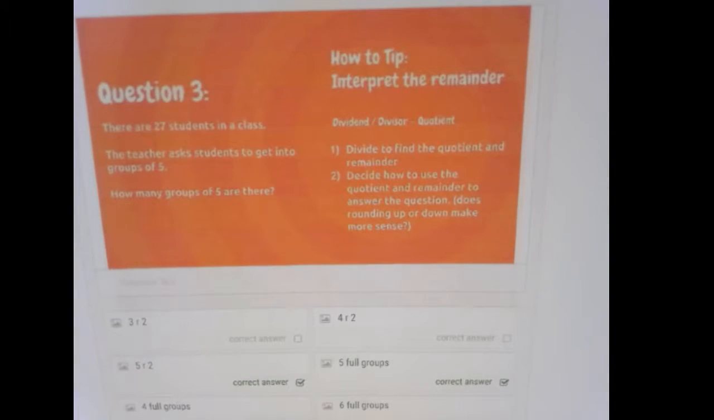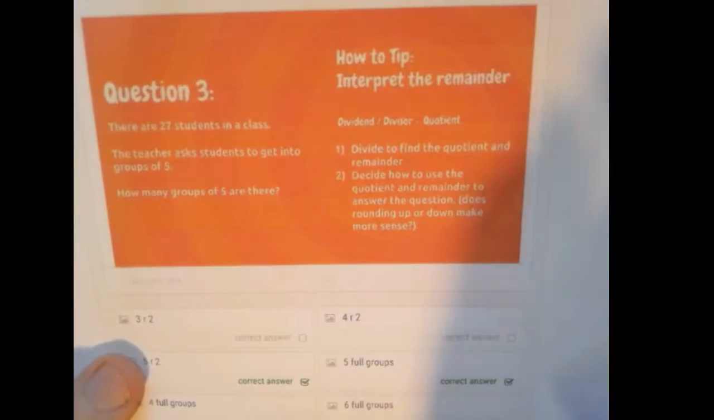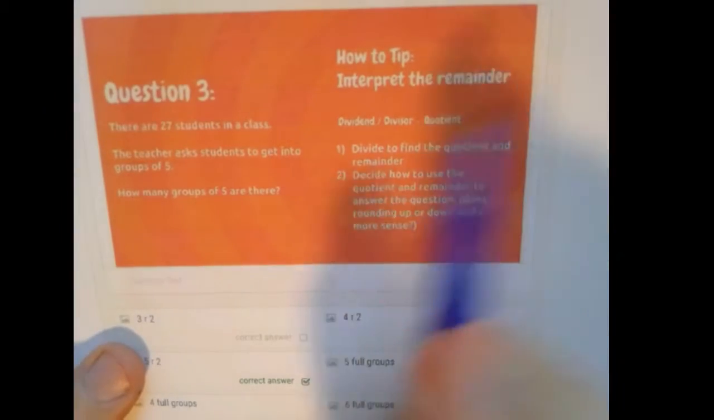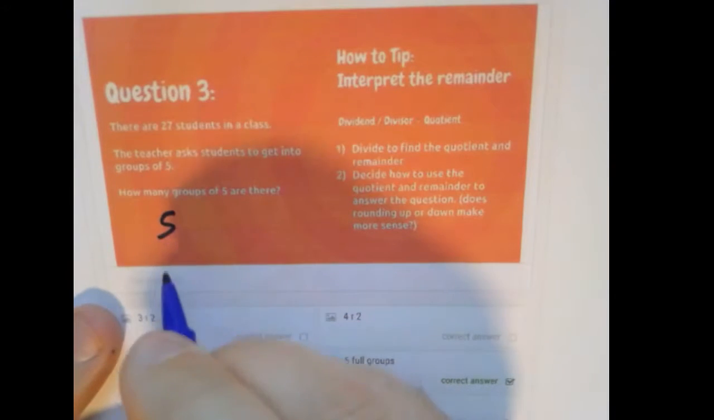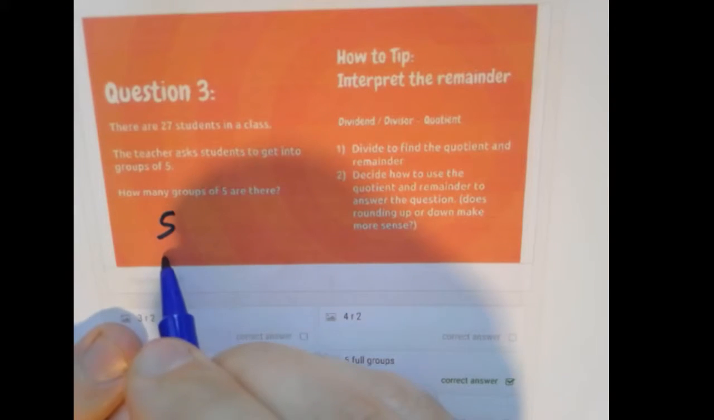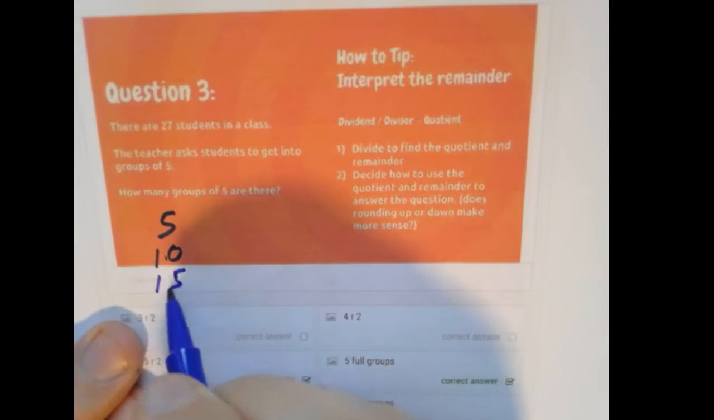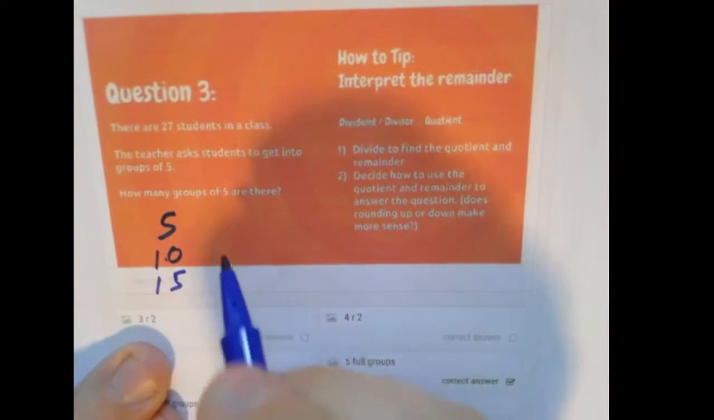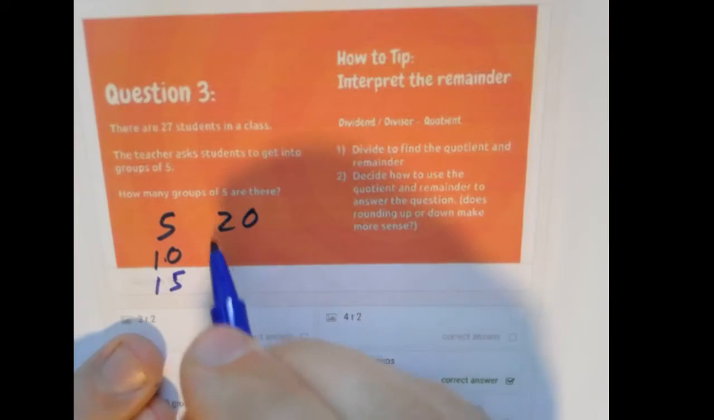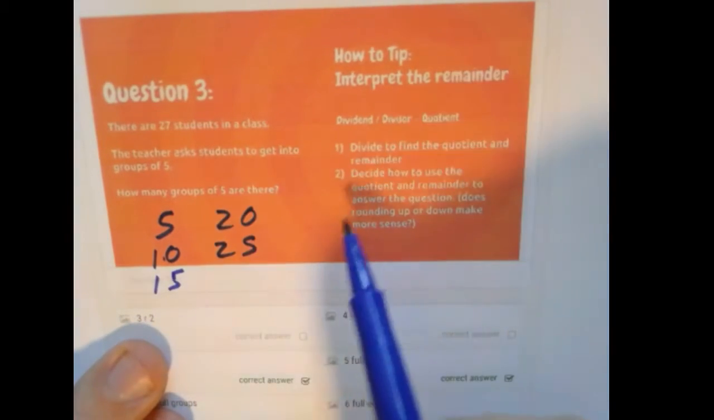Okay, so the teacher is splitting into 5 groups. So how many groups of 5 are there? So let's think about this. So 5, this would be 5. Another group would give us 10. Another group would get us to 15. This is another way we can count. Another group would get us to 20, and another group would get us to 25.